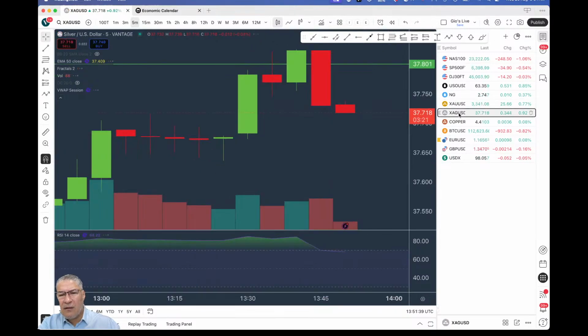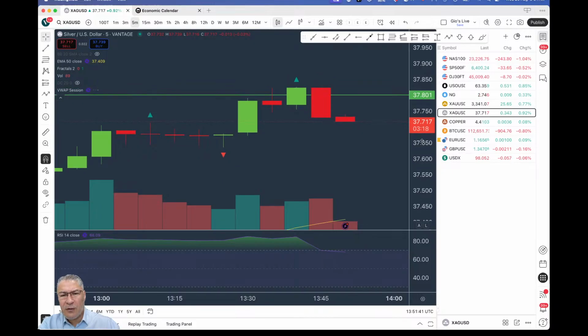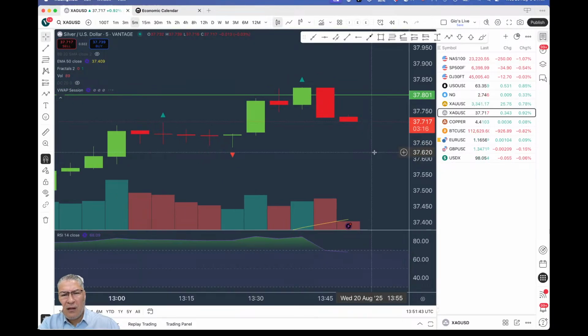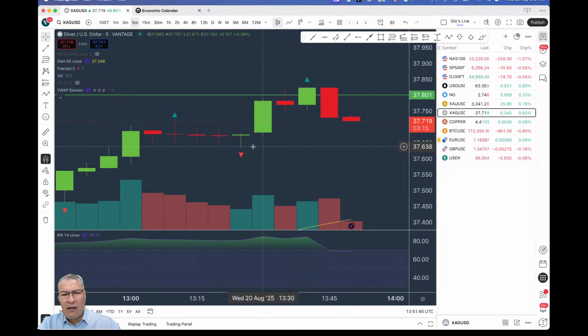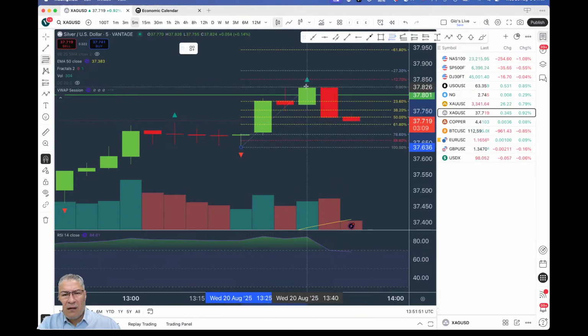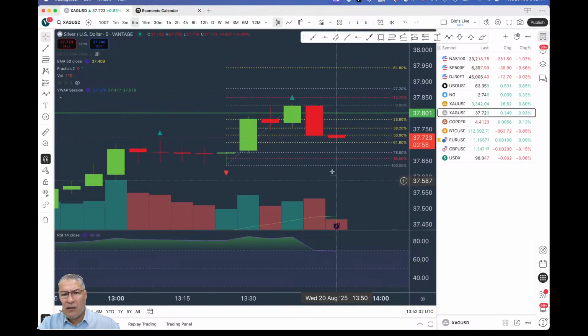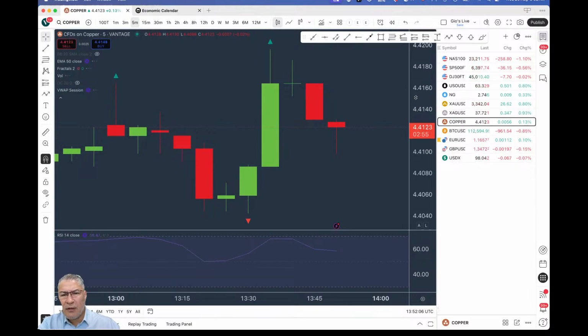Let's take a look at silver. What's silver doing? So again, here we have a fractal low to a fractal high. Can we be doing this? If it fluctuates lower, I can trade at this level, move higher, target 61.80.